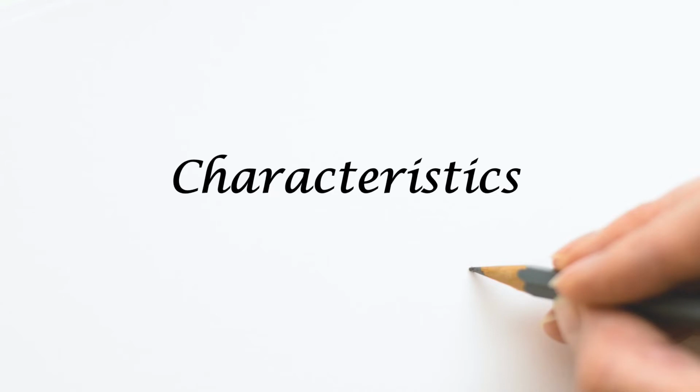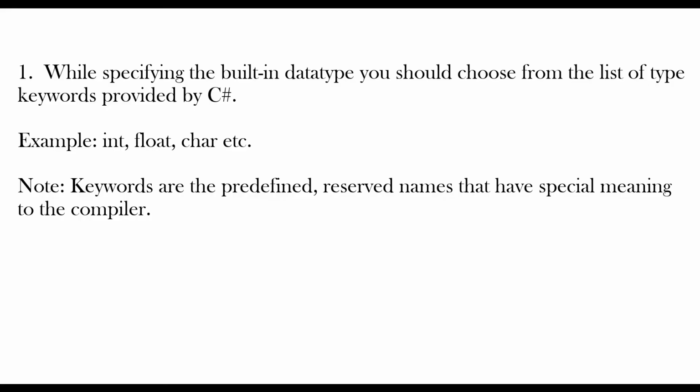While using the data types, you should know few things about them. So let's get started. First important thing is, while specifying the built-in data type, you should choose from the list of the type keywords provided by C#. In our last slide, we have seen different keywords used for the data type. Int, float, char are the keywords provided by C# so that the compiler will know this is the data type. For your information, keywords are nothing but these are the predefined reserved names that have special meaning to the compiler.